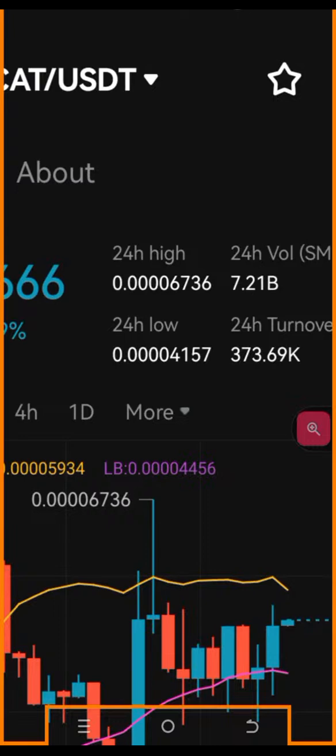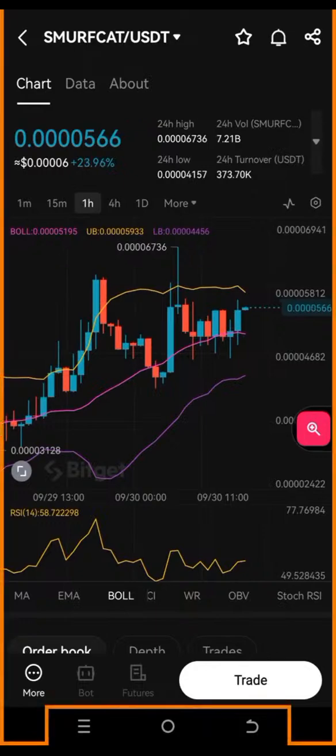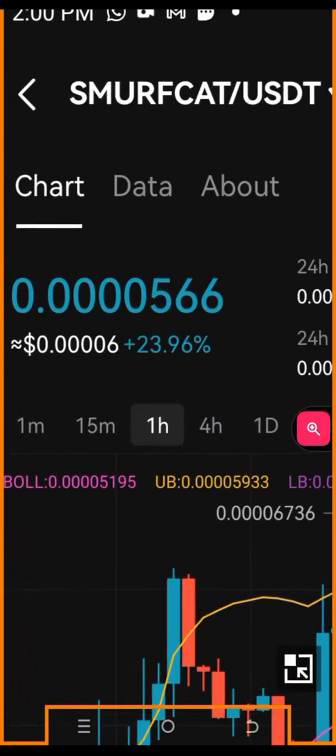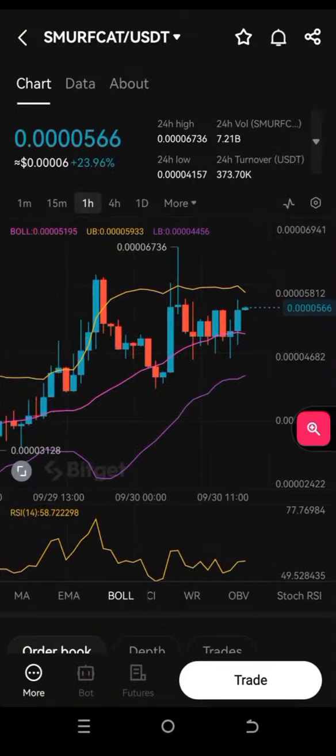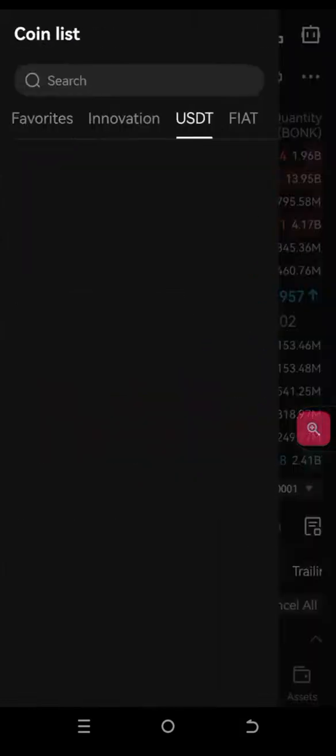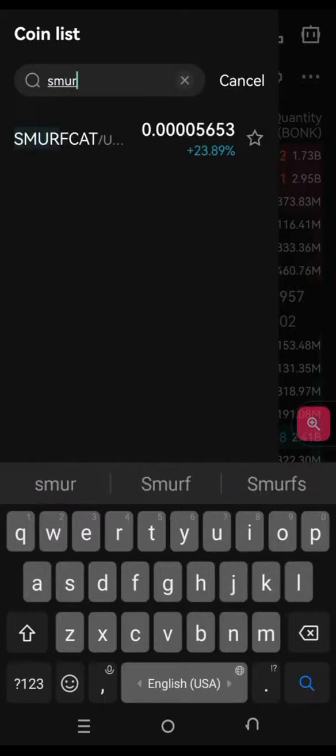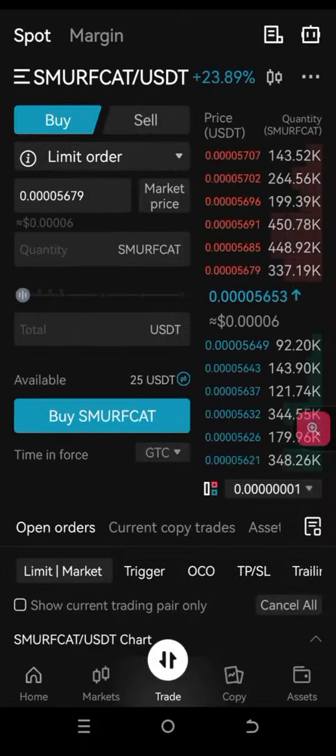So now let's go into the actual coin. We're going to search it out. Look at the name. It's SmurfCat. Such a long name for a coin, but you can actually have any name that you so choose. So let's go ahead and check this out. We're going to search for SmurfCat. All right, so here we are.